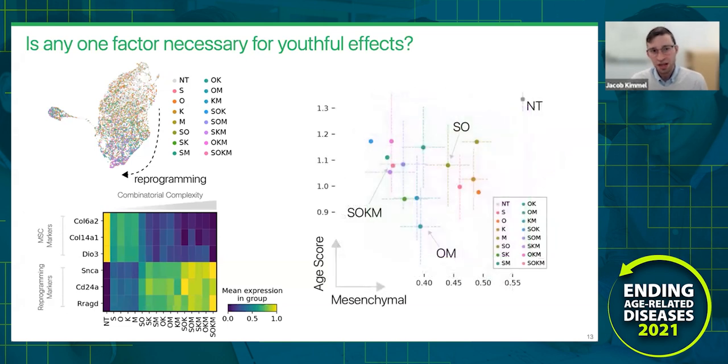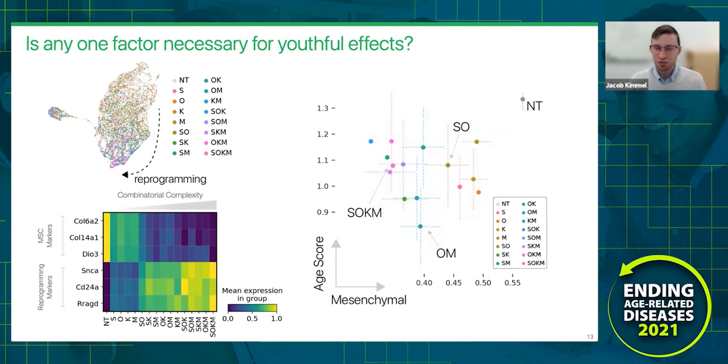So we scored the activity of an age-related gene program here on the y-axis and the activity of the somatic cell identity program here on the x-axis. What we found is that most combinations of the Yamanaka factors that have at least two factors significantly suppress age-related gene expression, and likewise do suppress the cell identity program that we thought was a little bit risky.